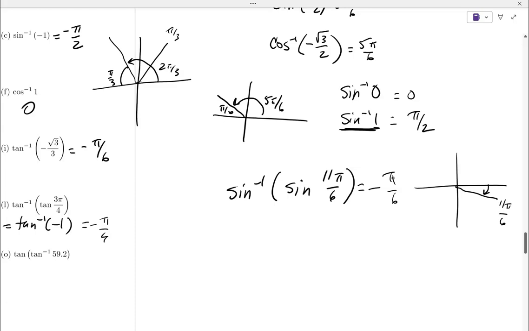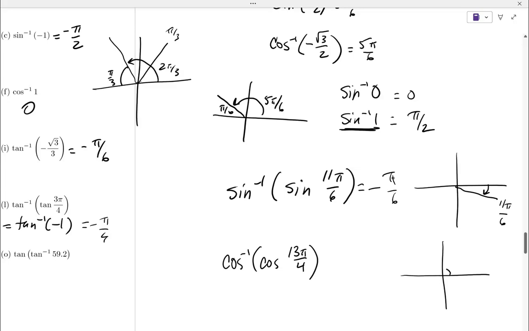What if you were asked for inverse cosine of cosine of, let's say, 13 pi over 4? Again, first question, is it just 13 pi over 4? Is 13 pi over 4 in the restriction? No. But it must be some flavor of pi over 4, right? Because pi over 4 is the reference angle.